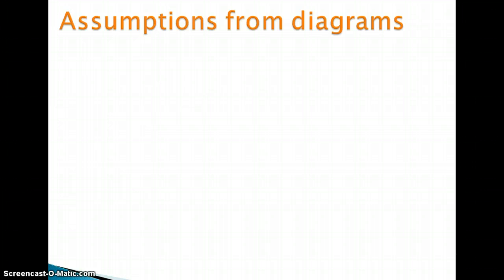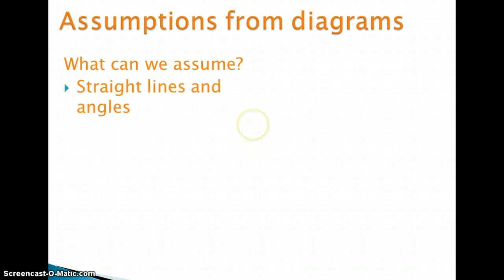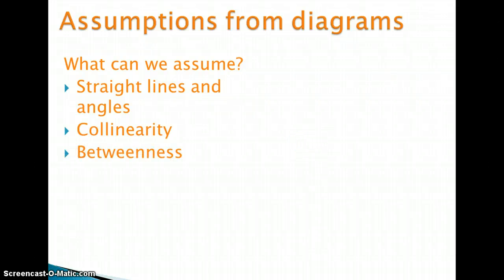Alright, now we're going to talk about assumptions from diagrams, things that we can assume just from looking at the picture. There are 4 main things that we can assume. We can assume straight lines and angles. We can assume collinearity. Points look like they're on the same line, they are. We can assume betweenness, which means one point is between 2 others. And we can assume relative position. W is to the right of X. Similar statements.